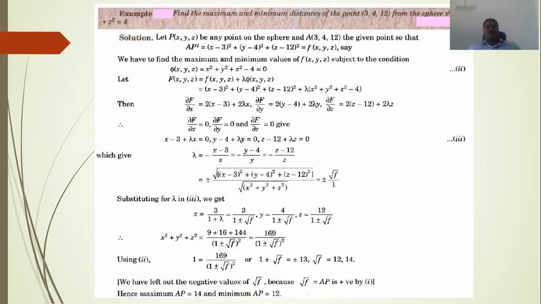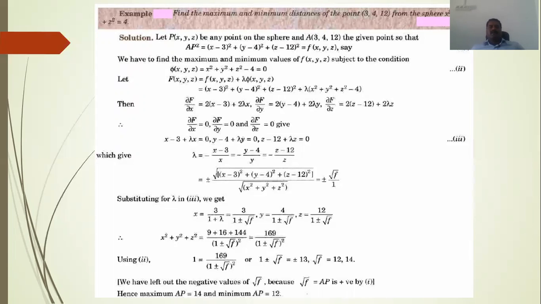We have to find the maximum and minimum of f of x, y, z subject to the condition phi of x, y, z equal to x square plus y square plus z square minus 4 equal to 0. With respect to that sphere, we have to find the distance, no, from the point (3, 4, 12). Let's construct a new Lagrange function. Capital F of x, y, z equals small f of x, y, z plus lambda times phi of x, y, z. That equals (x minus 3) whole square plus (y minus 4) whole square plus (z minus 12) whole square plus lambda times (x square plus y square plus z square minus 4).